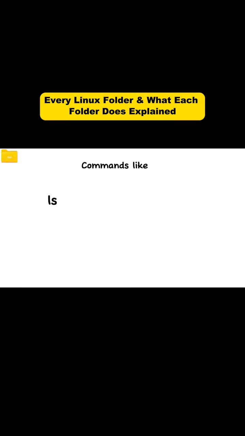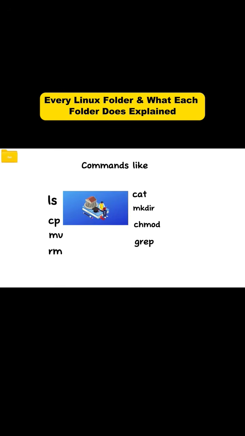Bin directory. This folder stores the essential command line tools the system depends on. Commands like ls, cp, mv, rm, cat, dir, chmod, and grep all live here. These programs must be available immediately during startup, even before the full file system is mounted, which is why they are placed close to the root.